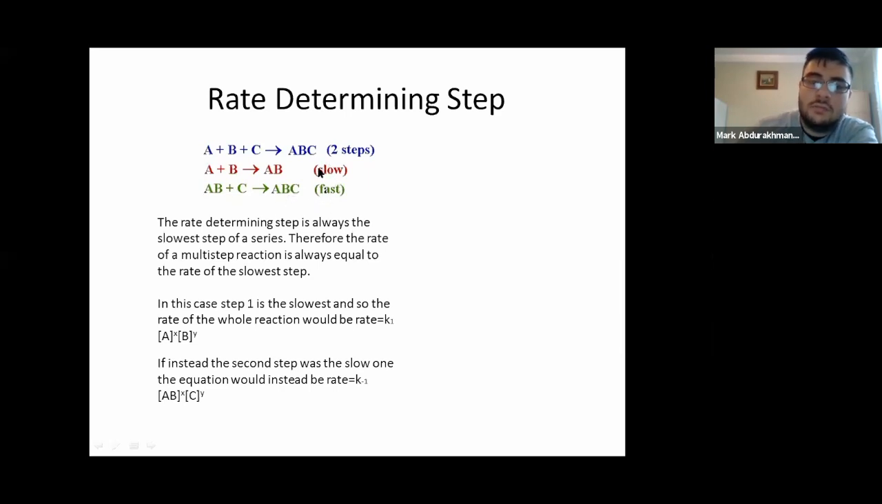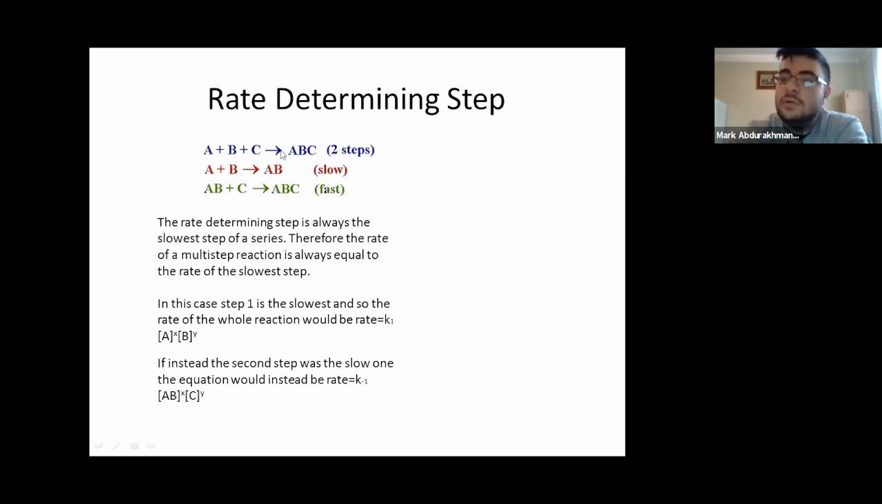You'll notice that there's a slow and a fast. This represents how quickly the reactions happen. A plus B goes to AB happens relatively slowly, whereas AB plus C to ABC happens much faster than this one. Well, what happens when you have a slow step and a fast step? How does that affect the rate? The rate of the whole reaction is really only determined by the slowest step of the reaction, right? This takes a long time to make, and this is very fast. So the rate of the whole thing is really only dependent on the rate of the slow step.